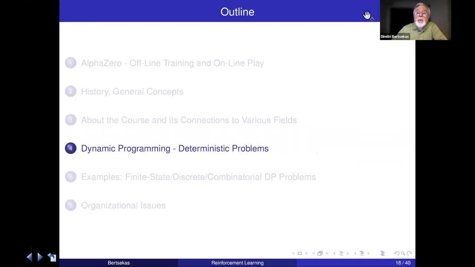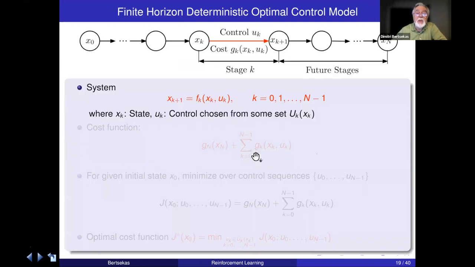Okay, we'll go into the second half of the lecture. It's a little bit more technical. We're going to be dealing with dynamic programming for deterministic problems. What we have is a sequence of controls or decisions starting at some initial state. The control at time k is denoted by uk. The state at time k is denoted by xk. And the problem is a finite horizon, a finite number of decisions, capital N in particular.